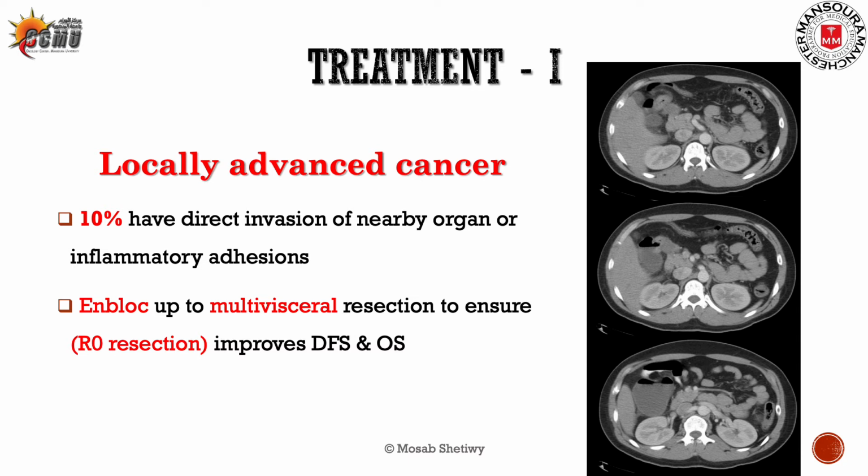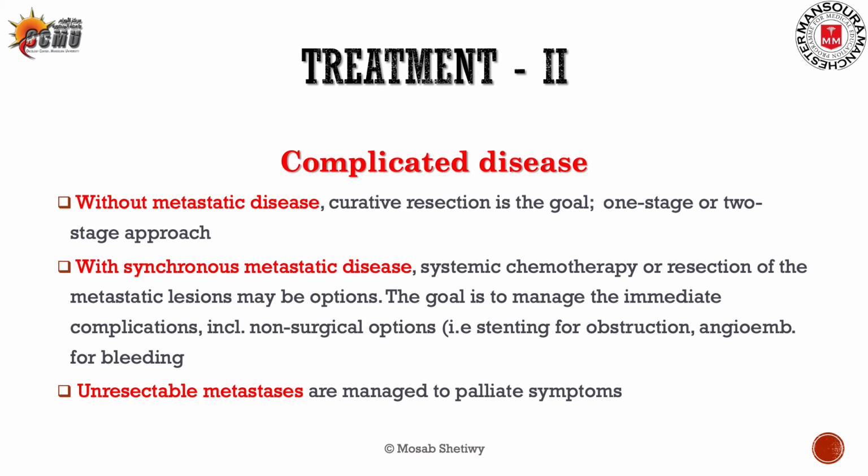So the aim of curative resection of carcinoma is to reach an R0 resection, which means that there is no residual disease in the surrounding tissue, or in other words, it is resection with negative margins of adjacent structures all around. Treatment of complicated colon cancer will be discussed in another separate lecture.